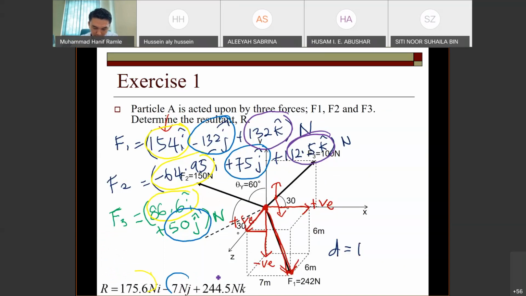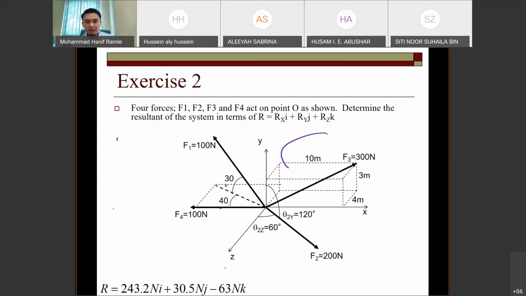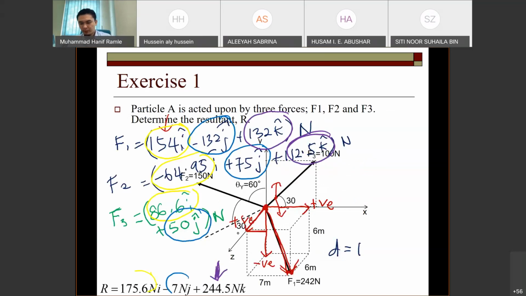Okay. Alright. So can you get the final answer of the resultant? Is it the same or not? Okay, got it. So Maria said got it. So this is the way that you have to calculate. You have to calculate one by one to get the IJK form for all forces, and then you can get the resultant later on.